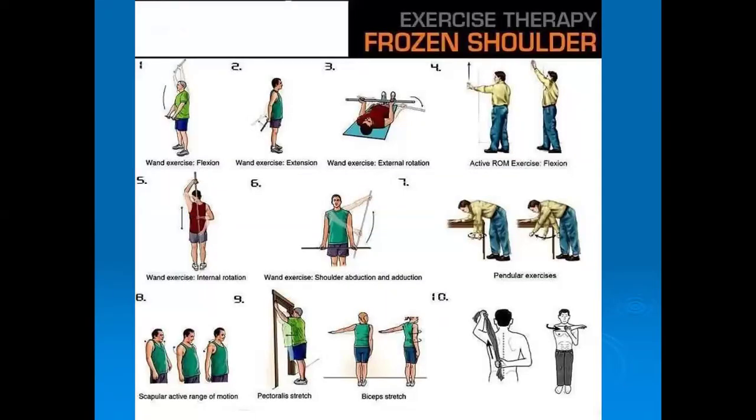These are the different exercises which can be used for the shoulder. Like we have one exercise which is used in flexion and extension, they can use it in both. Similarly, there is the external rotation in the supine position. There is an active range of motion exercise for the flexion. This is one exercise for the internal rotation. This is one exercise.